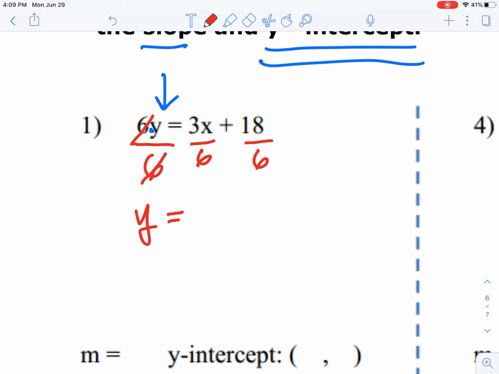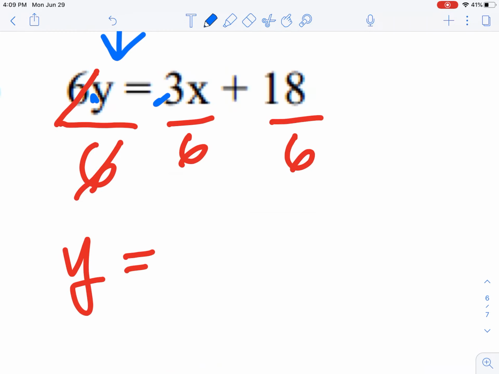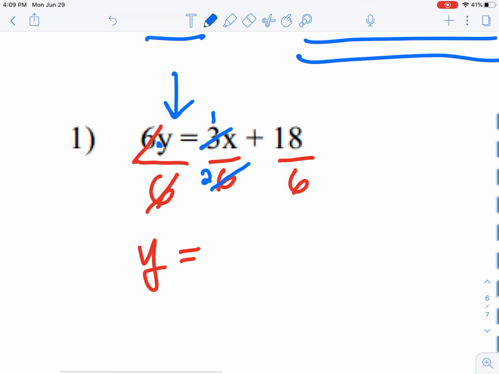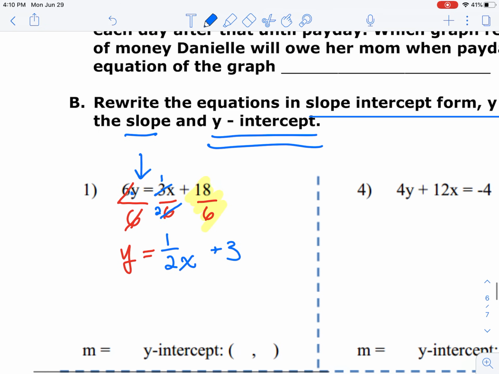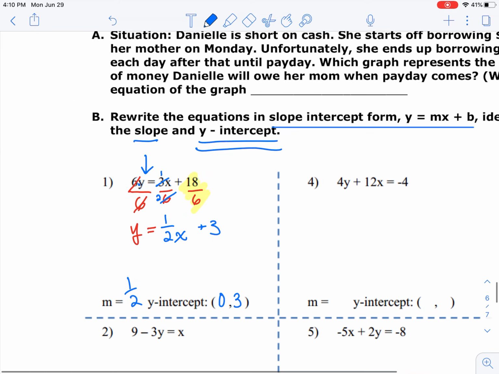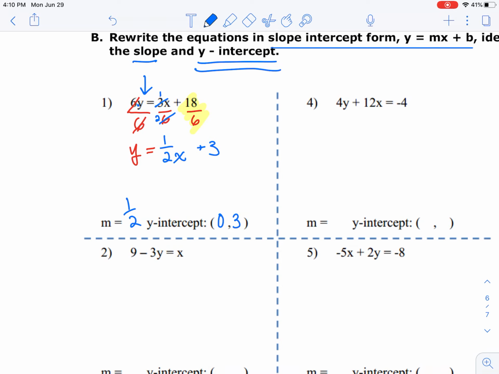So 3 over 6, if we reduce that, 3 goes into 3 one time, and 3 fits into 6 two times. So as you know, 3/6 is equivalent to 1/2 of x. And now we're going to simplify 18 divided by 6, which is a positive 3. All right, so now our slope is 1/2 and our y-intercept is at 0, 3. Guys, again, at any time, if you feel like you have to take a break to breathe and come back to it, by all means do so. All right, so that was number 1.